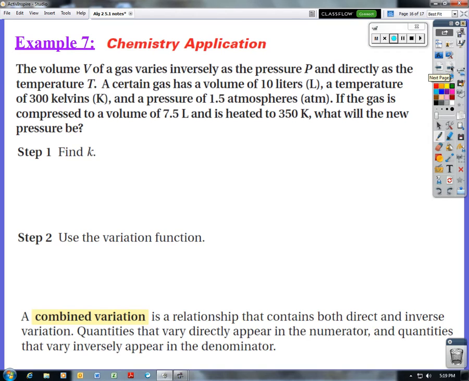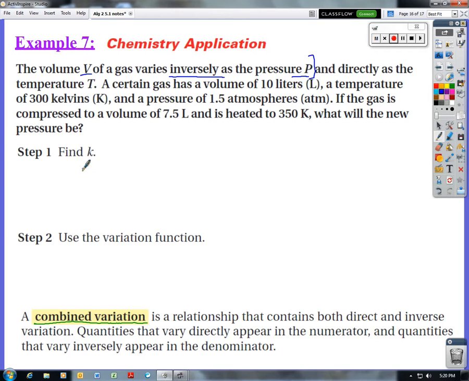Okay, this is our last slide. We did direct variation, we did joint variation, we did inverse variation, and now we're doing combined variation. It's a combination of both direct and inverse. So let's read this. We've got the volume V of a gas varies inversely, that's our clue, as the pressure P. Okay, we'll stop there for a second. See if you can write out the formula before I do. So pause this video or something.